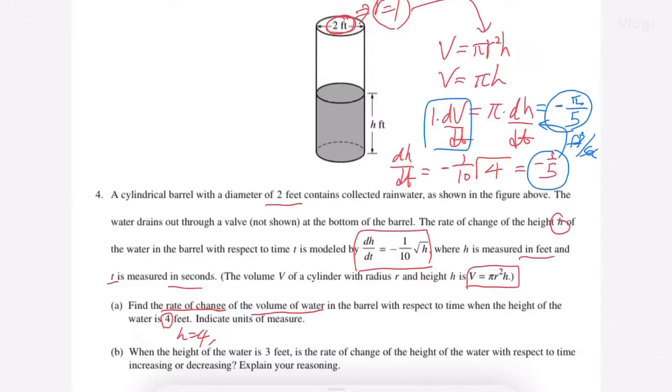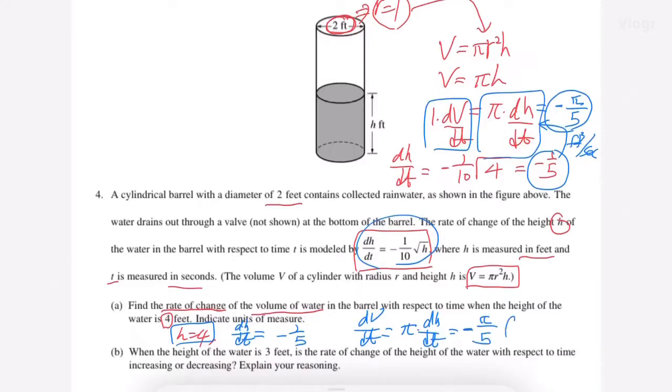So part A is done. How did we find it? Because h is 4, we found dh over dt first. Plug in 4 into this function, and there was negative 1 over 5. And then find dv over dt, where the formula is pi times dh over dt. So negative pi over 5 cubic feet per second. That's the first question's answer.